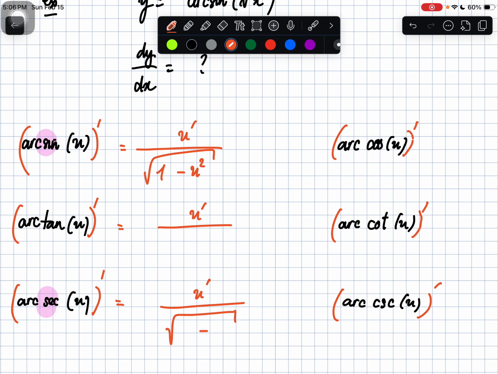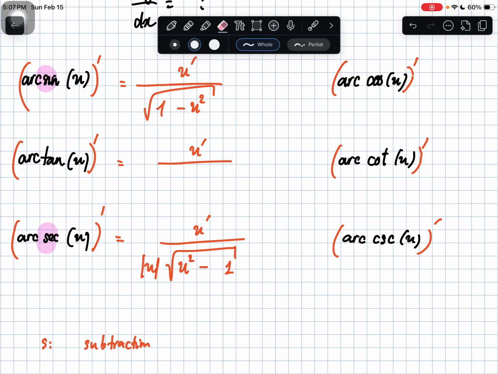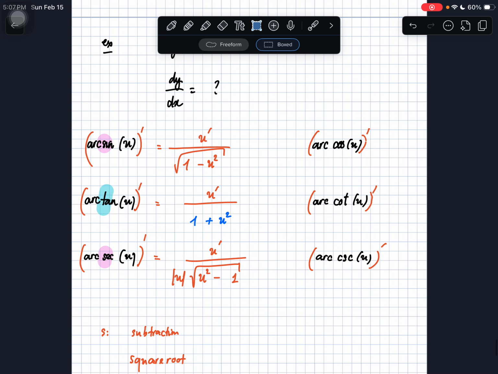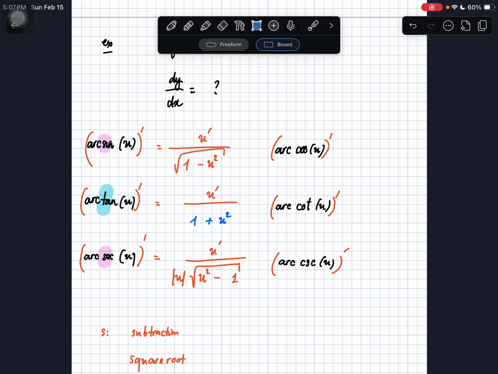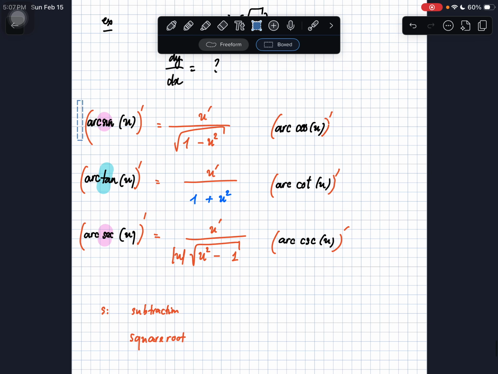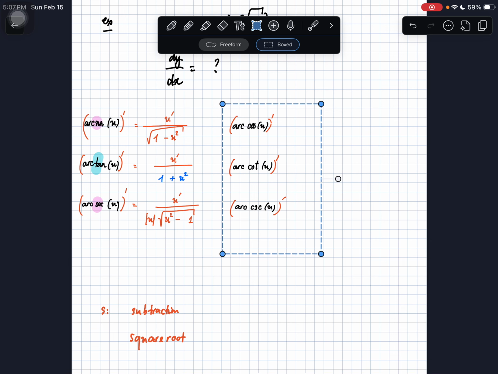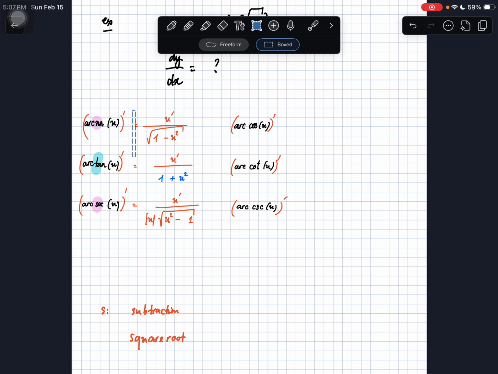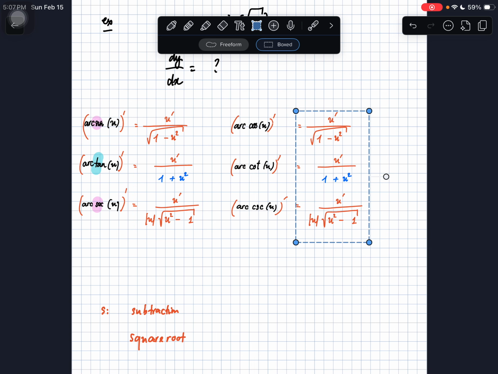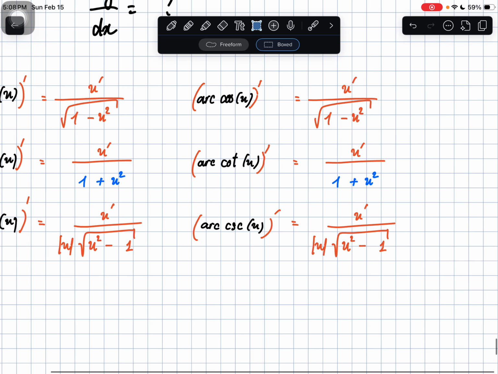This one is a bit different: u squared minus 1 under the root, times u. For tangent, you think of it as s, plus, so 1 plus u squared. That is for the left. For the right, you just put the minus sign and it's all good. So for the right, I just copy the left with the minus sign.